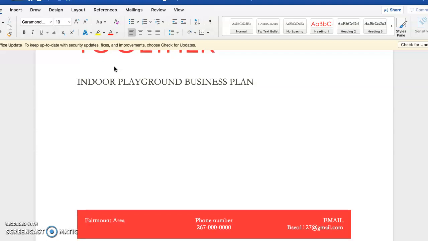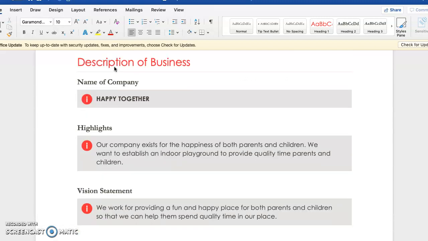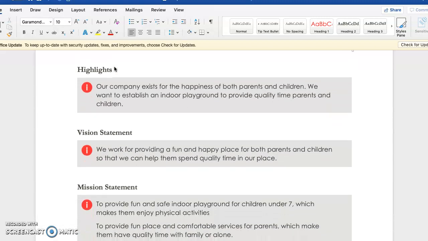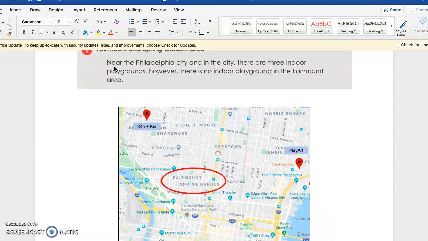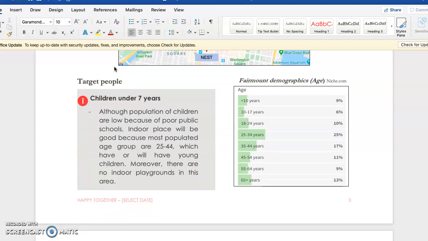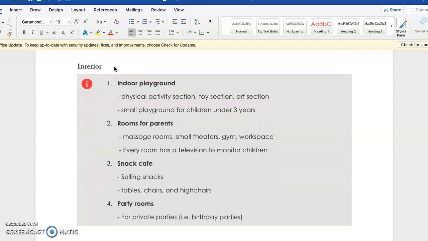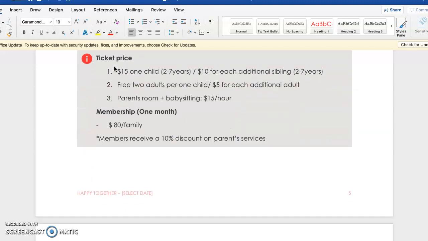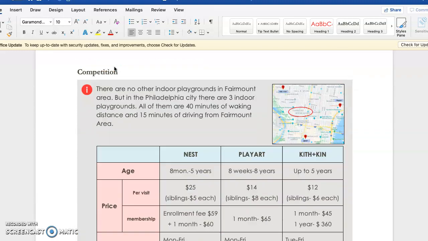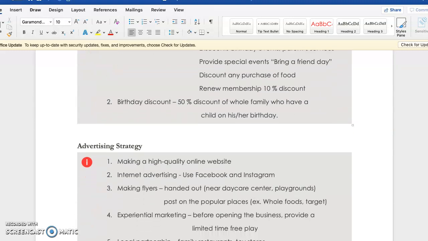She came up with an indoor playground business plan, and she had all the components of a business plan. Prior to this, they also listened to a video that talked about how to create a successful business plan. They took notes, and then their own business plan had to have all these components. As you can see, this student has thought about every single detail. How many hours will it be open? What kind of services will be offered? And management, ticket pricing, who the competitors are, and how the student would be marketing her idea, and so on and so forth.